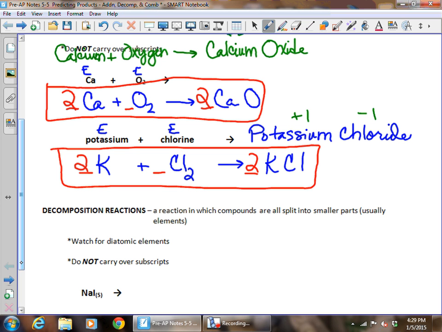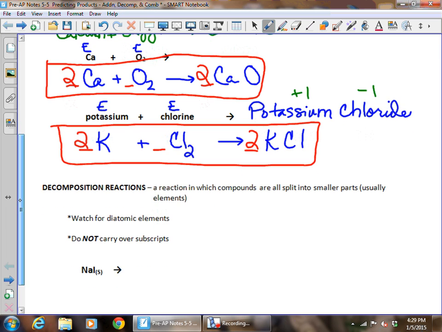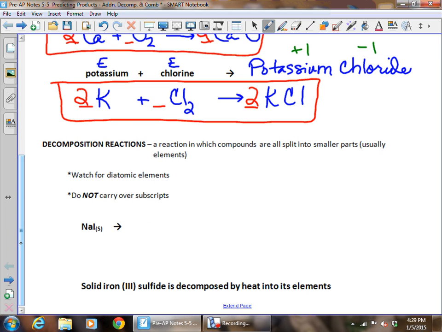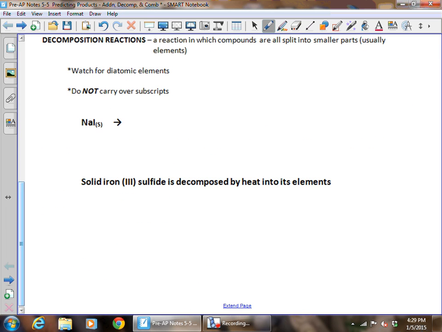Okay, let's move on to decomposition. Decomposition reactions are easy to pick out as well, because decomposition reactions are going to start with only a compound. That's it, just a compound. We're supposed to watch for diatomic elements again, and again, do not carry over subscripts. The only way you're going to ever carry over subscripts is if they're part of a polyatomic ion, and that's not going to happen in our addition and our decomposition reactions.